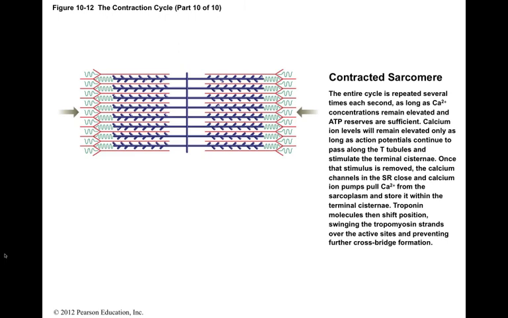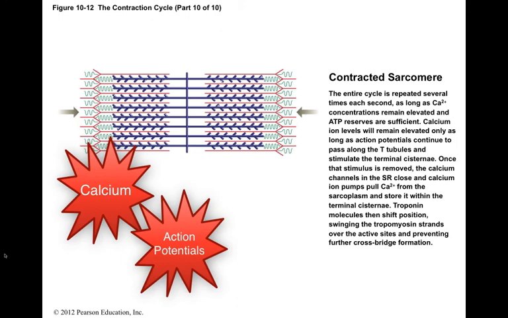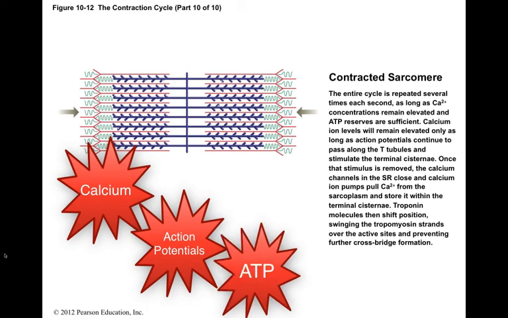The entire cycle is repeated several times each second as long as calcium concentrations remain elevated. Calcium levels will remain elevated as long as action potentials continue to pass along the T-tubules and stimulate the terminal cisternae to release calcium. A contraction will last as long as the action potentials continue in the neuron, as long as the free calcium ions are present in the sarcoplasm, and as long as ATP is available.